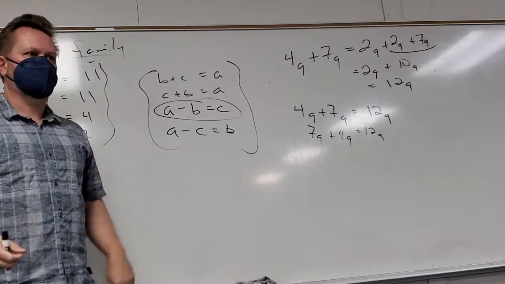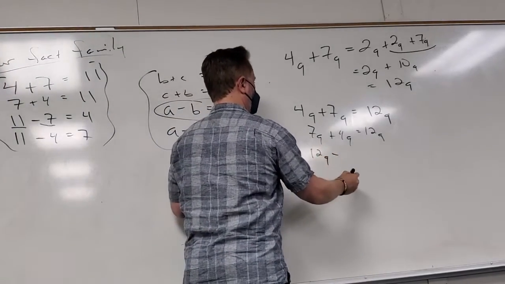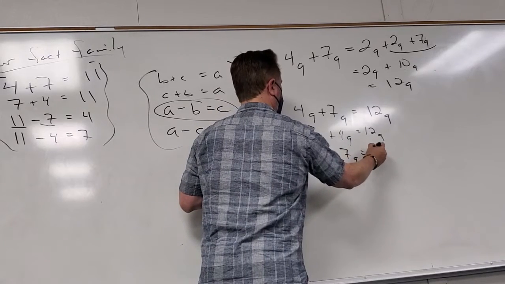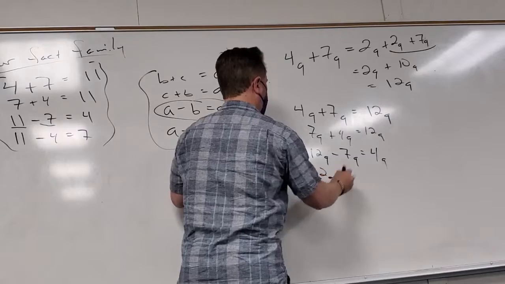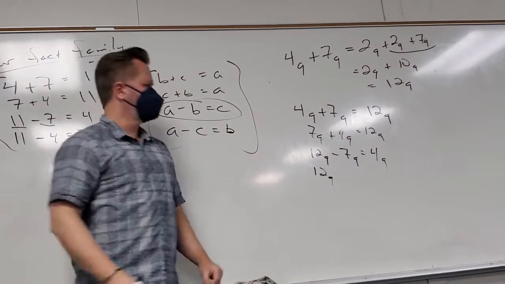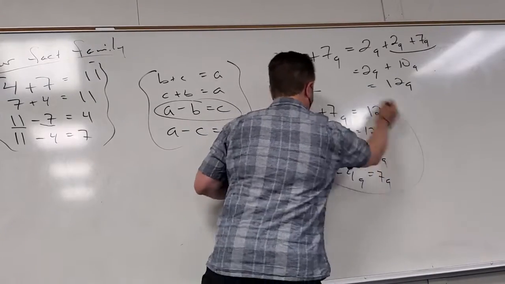Now give me some minus stuff. 12 base 9 minus 7 base 9 is 4 base 9. And then just the other way. If I take the total minus either chunk, I get the other chunk. So 12 base 9 minus 4 base 9 is 7 base 9. There's a 4-fact family.